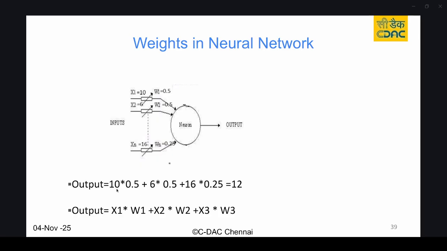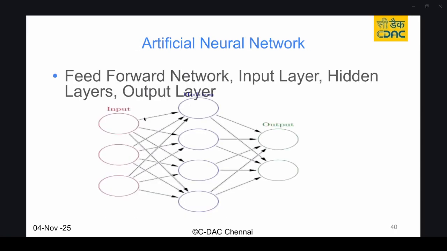So if I apply this concept of sigma WI, this will be 10 into 0.5 plus 6 into 0.5 plus 16 into 0.025, equal to 12, or output. So output is 12. If it is greater than the threshold 10, then the neighboring neuron gets fired. So that's how they made this mathematical model imitating the human brain neuron. And this is one such neuron.